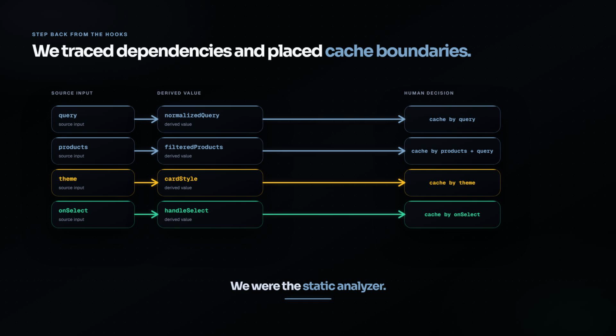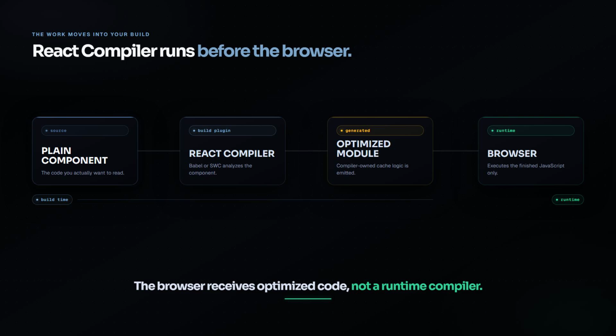If figuring out what to memorize is mechanical analysis of the code, then why is a human being doing that? Now, this is where React compiler entered. React compiler is a built-in tool like a Babel or SWC plugin. It's important to get that part right because it doesn't run in the browser. It runs when you build your app. It reads your component code and it inserts all of that memoization for you automatically only when it's actually needed.